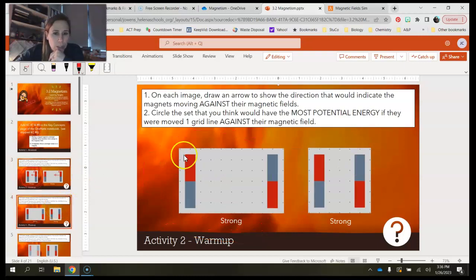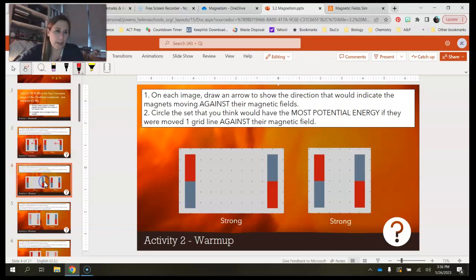You guys are going to do the next thing on your own. This one has the exact same setup as the last, except now we have attracting magnets. So our with or against is going to look different, and our arrow is going to look different. Then you will circle which one you think will have the most potential energy in the system when we make that move.